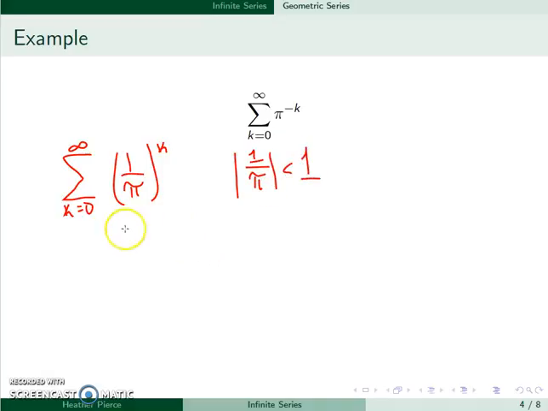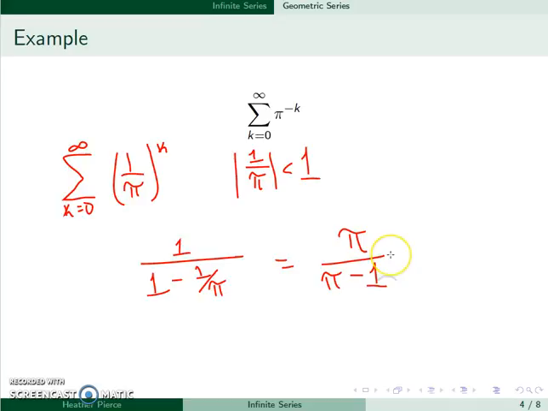In particular, a, which in this case is just 1, over 1 minus r, which is 1 minus 1 over pi. And if you simplify this, you get pi over pi minus 1.